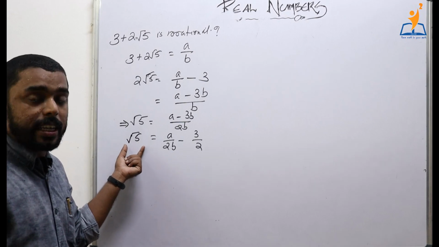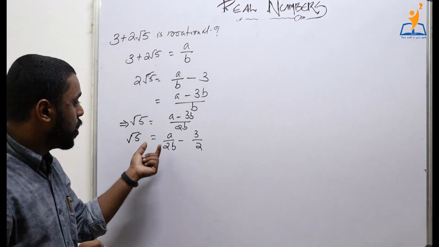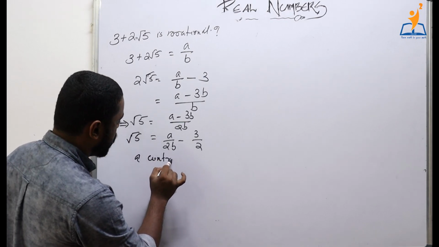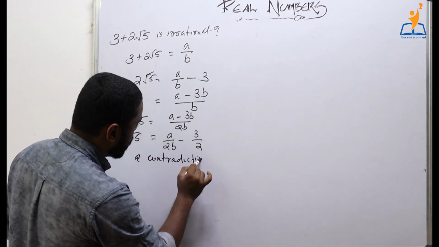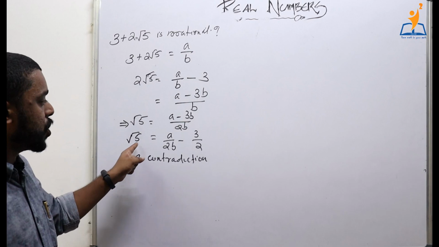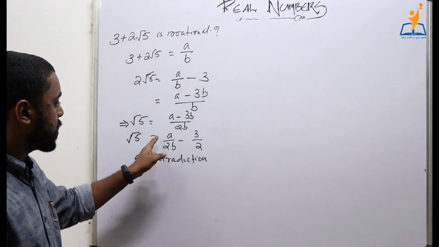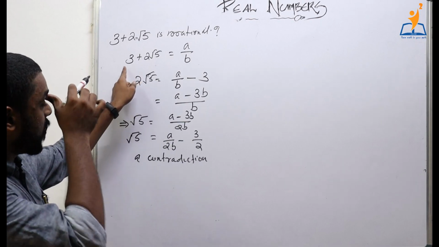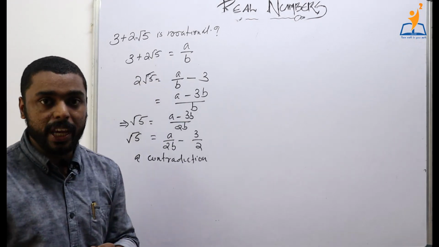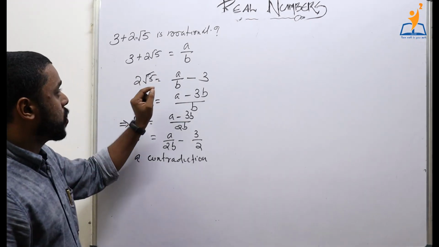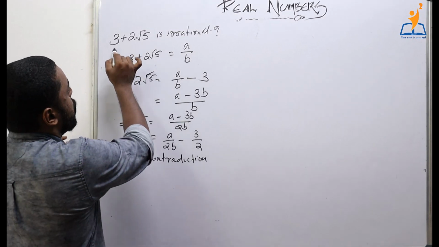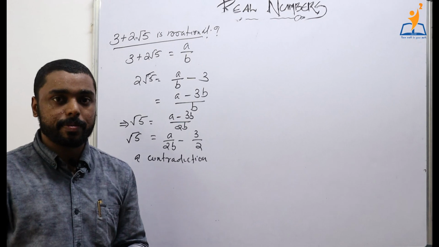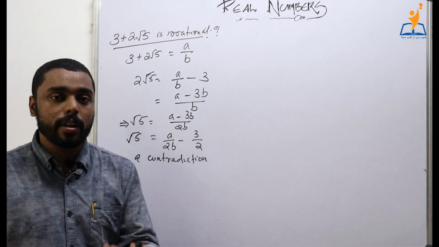But root 5 is irrational. We proved it earlier. So this is a contradiction. Since our LHS is irrational and RHS is rational, the equation is not valid and our assumption was wrong. What was our assumption? 3 plus 2 root 5 will be a rational number, which is wrong. So 3 plus 2 root 5 will be irrational. Is it clear? We shall move to the next question.